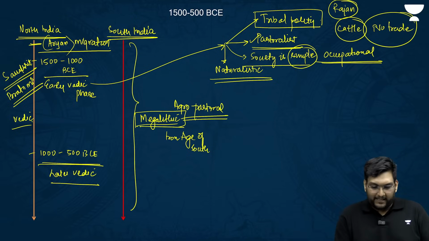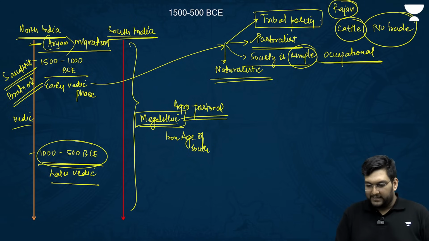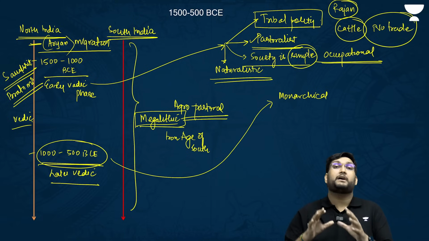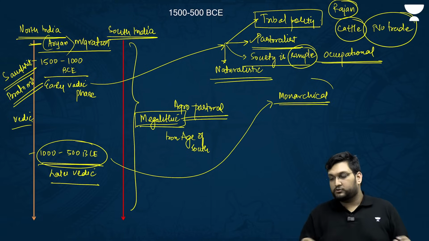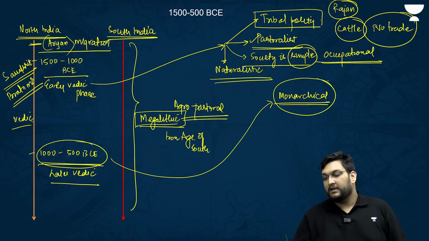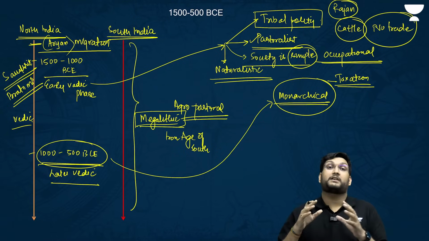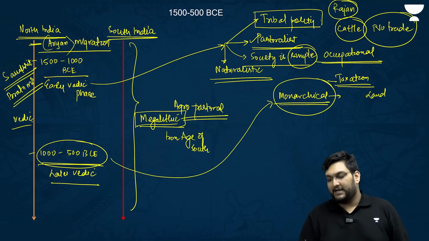And thereafter, in 1000 to 500 BCE, we get the later Vedic phase, which is marked by monarchical control, which is the idea of proper state formation itself. Within monarchical control, we also know that taxation will emerge, and hereditary kingship will emerge. Now the king is the protector of territory, and land will become important. As I told you, agriculture had now become staple.